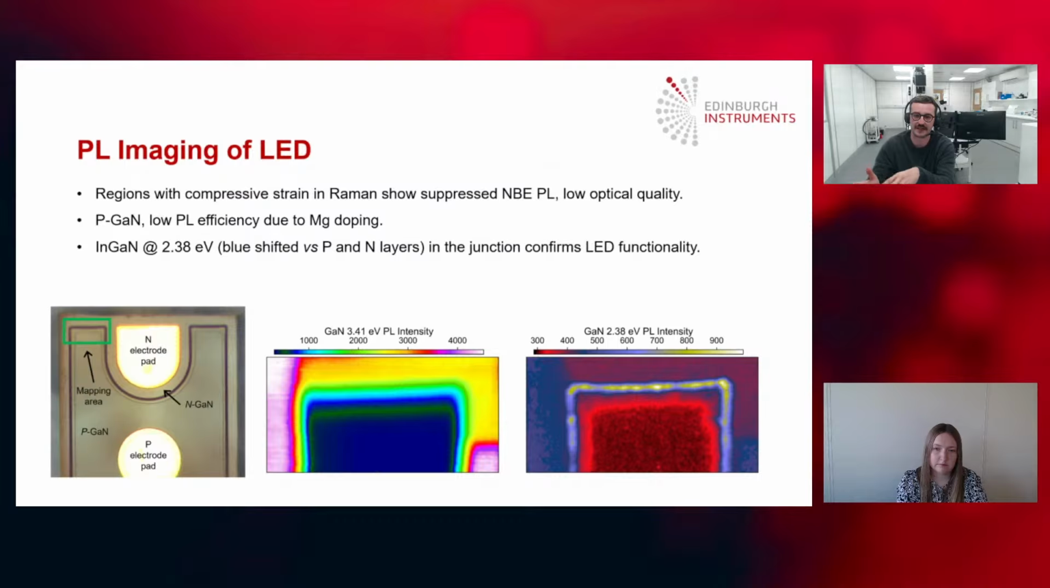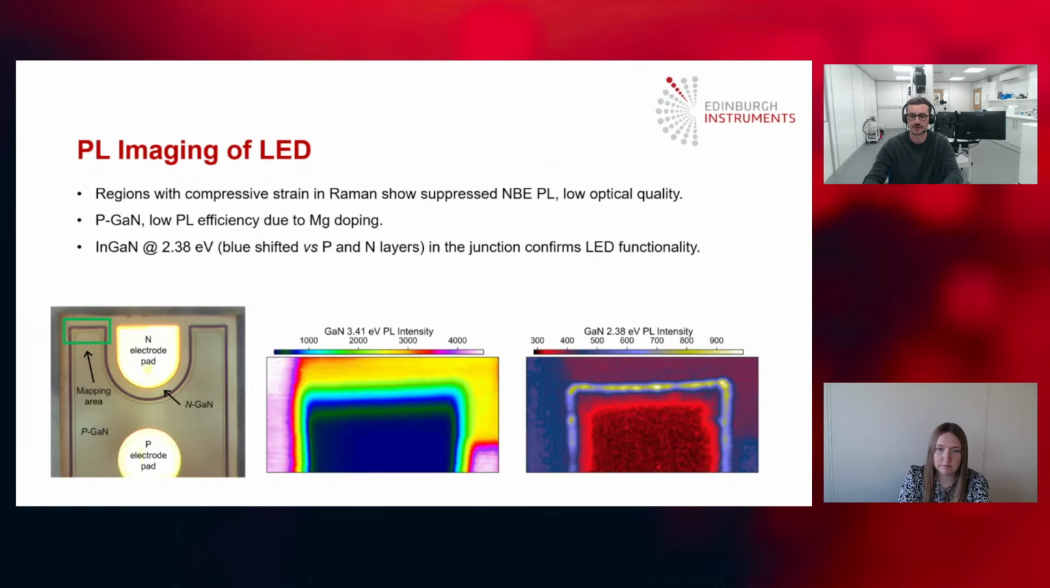When we overlay these data sets, the story is extremely clear. Raman tells us where the strain is present, where the lattice is distorted, and where defects might be creeping in. And then PL tells us about the performance, like where the device is bright, where it's dim, how efficiently it's working. So by correlating the two, we see a one-to-one relationship: higher strain, lower PL.